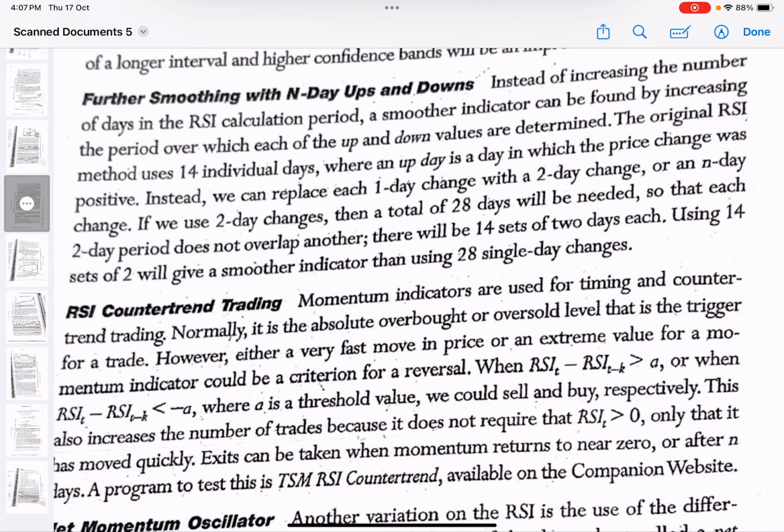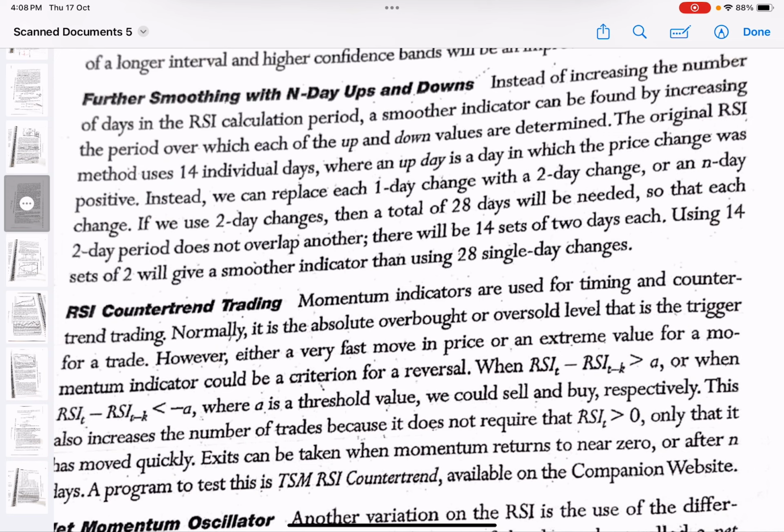So a smoother indicator can be found by increasing the period over which each of the up and the down values are determined. The original RSI method uses 14 individual days, where an up day is a day when the price change was positive and a down day is when the price change was negative. We can replace each 1 day change with a 2 day change or an n-day change. So if we use a 2 day change, then a total of 28 days will be needed. So the 2 day periods do not overlap each other. There will be 14 sets of 2 days each. So if you use 2 days instead of a 1 day change, then you will also need a period which is double the 14 period which we have been discussing.